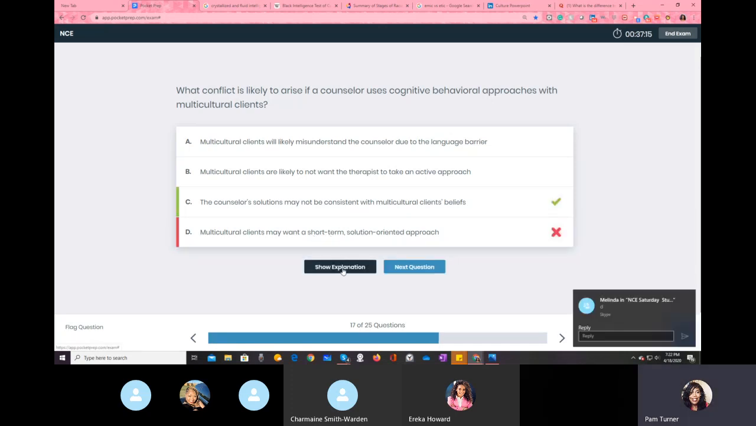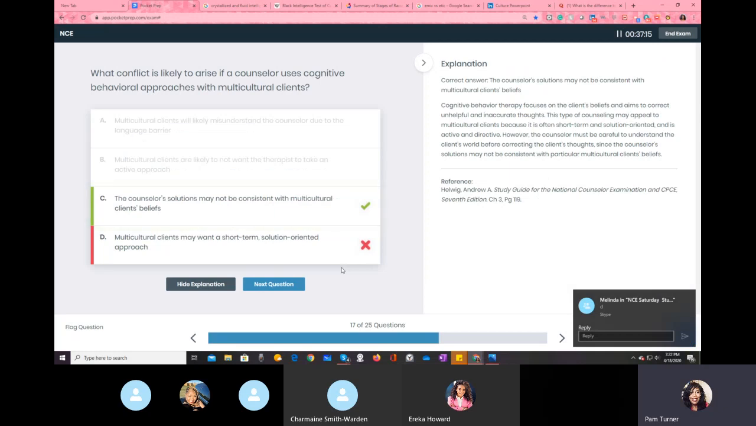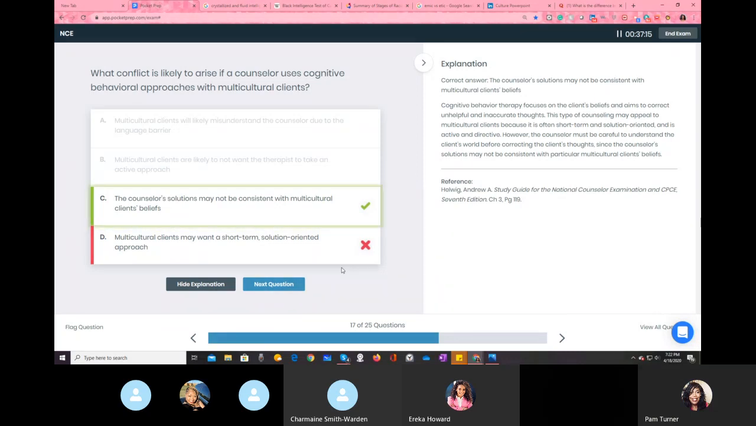You were right with C. It may not be consistent with their beliefs. Want to tell me why you chose that? CBT says the way you're thinking is incorrect. It's that faulty thinking, stinking thinking. And I'm going to say, no, that's correct. Okay, the way I think is correct. So they're not liking that.